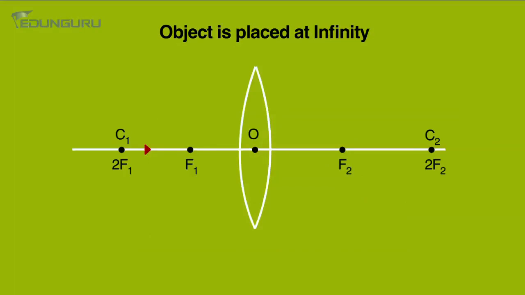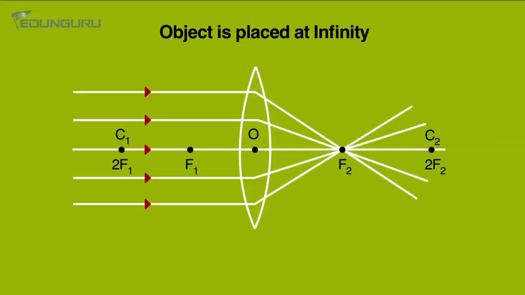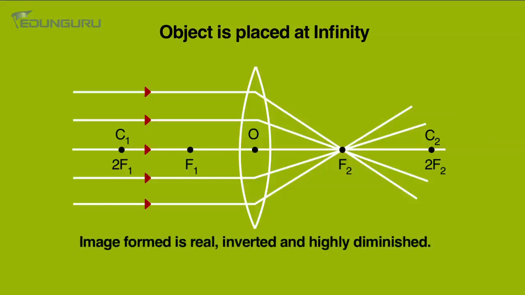Let us move to the last case, that is when an object is placed at infinity. As I told you earlier, object at infinity means the light rays are parallel to one another. So we have all the light rays which are parallel to one another representing the infinity, and they all converge or meet at a point, that is the focus. So when an object is placed at infinity, the image is formed at the focus and it is real, inverted and highly diminished.